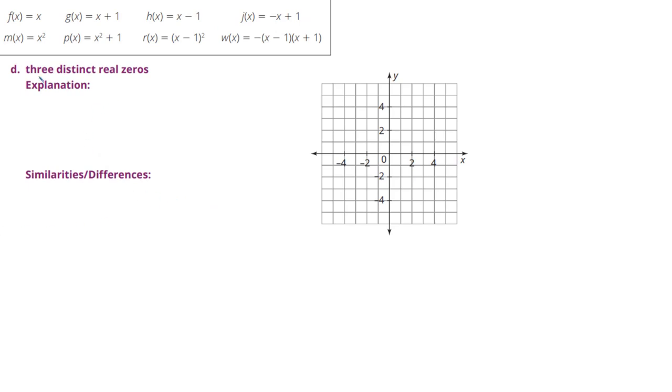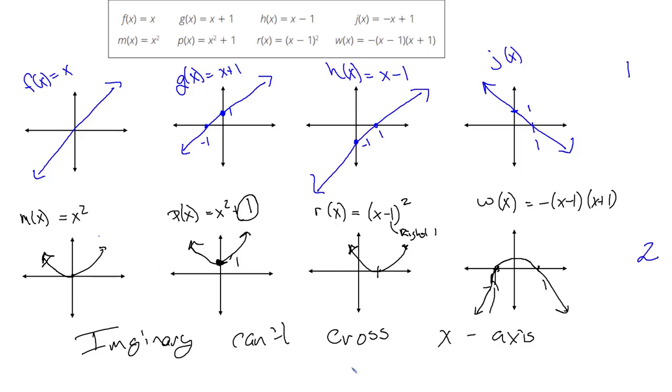What about if I wanted 3 distinct real zeros? So out of my graph up here, out of your choices, what are really the only 3 zeros we have? The last one. We have -1 and 1. What's another one we could have done? We need one more 0. F of X.